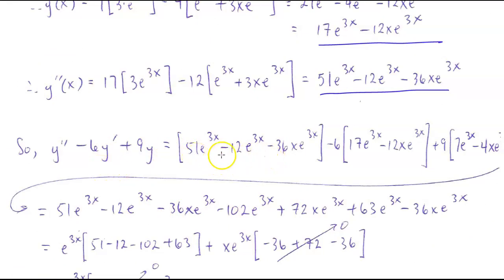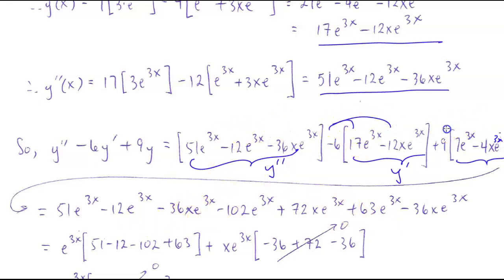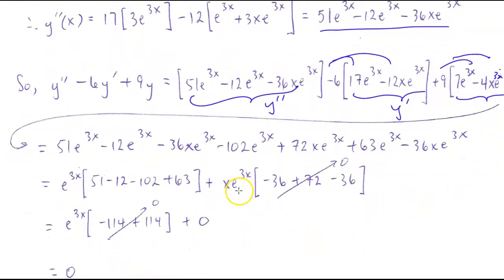So we have our second derivative, which is represented by all of this, minus 6 times our first derivative, and then plus 9 times the actual function itself, and this should be 3x here, even though we can't see it. Then, of course, we distribute here and distribute here, which is done here. From that point, all terms with e to the 3x in them, we combine like terms. All terms with x e raised to the 3x in them, we combine like terms.